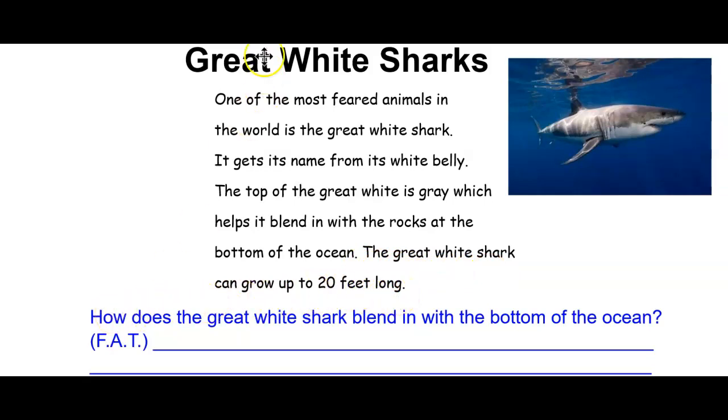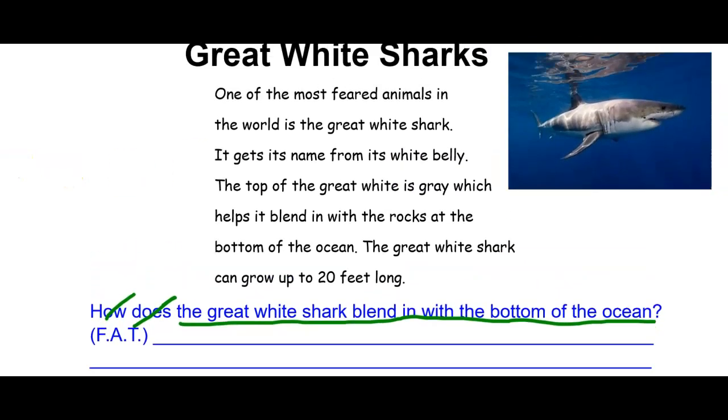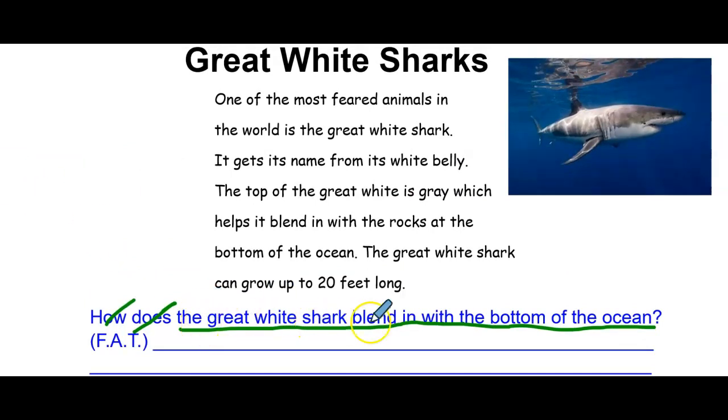And now it's time for our question. How does the great white shark blend in with the bottom of the ocean? Boys and girls, remember, we're going to cross off the beginning of the question and underline everything else. So we'll know what to look for in the passage, and we'll also know how to begin our answer. The great white shark blend in with the bottom ocean. So I'm going to look for the part that talks about the great white shark blending in with the ocean.